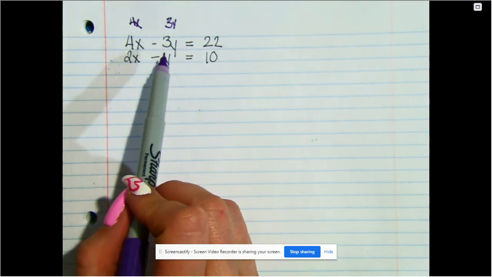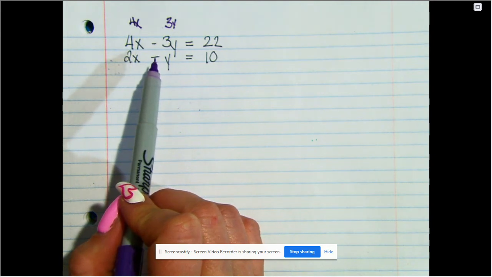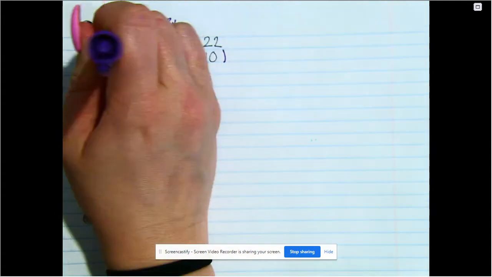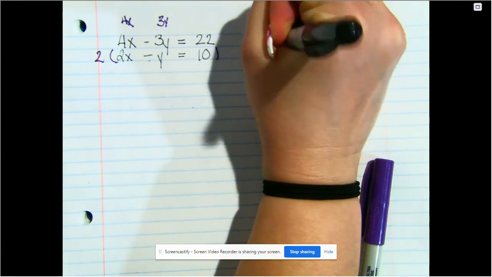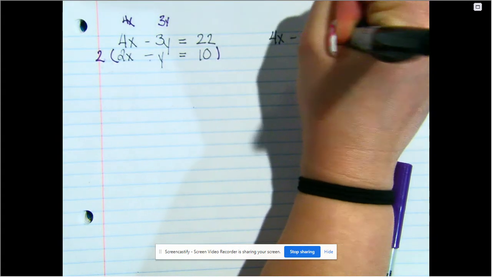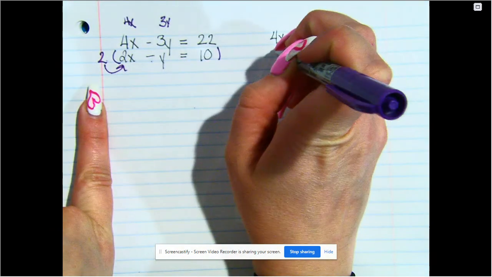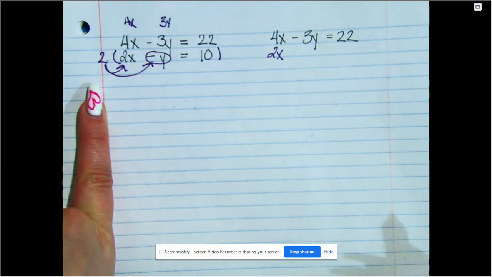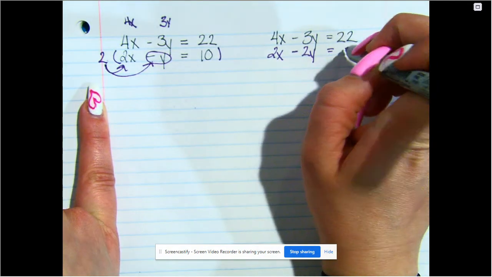Okay, so with all of that being said, I'm going to go ahead and let's do the bottom one. Let's just cancel out our x's. So we'll do this one instead. Okay, so we're going to leave the top one by itself, and we're going to leave it as 4x minus 3y is equal to 22. Okay, now the bottom, I'm going to do 2 times 2, it's 2x. I'm going to do 2 times a negative y. Be very careful, that sign goes with it. It becomes negative 2y, and then 2 times 10 is 20.